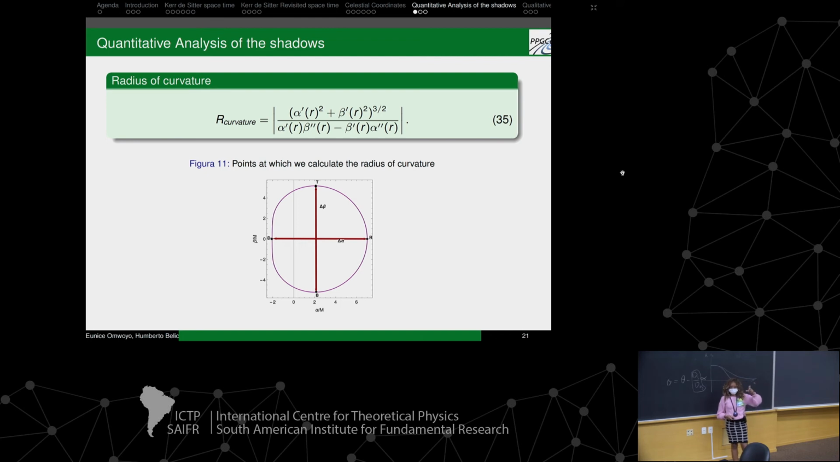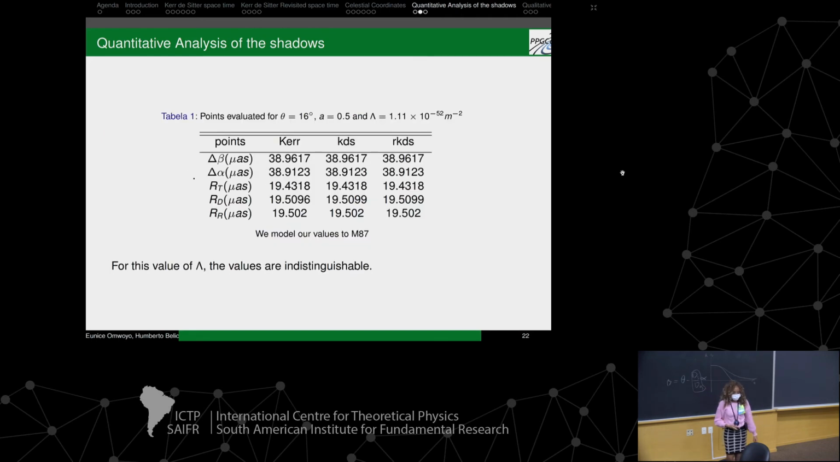Besides that, because when you consider a parametric curve, you can find the radius of curvature. So we derived the radius of curvature for this critical curve at points D and at point R, and we derived the vertical and horizontal diameters.